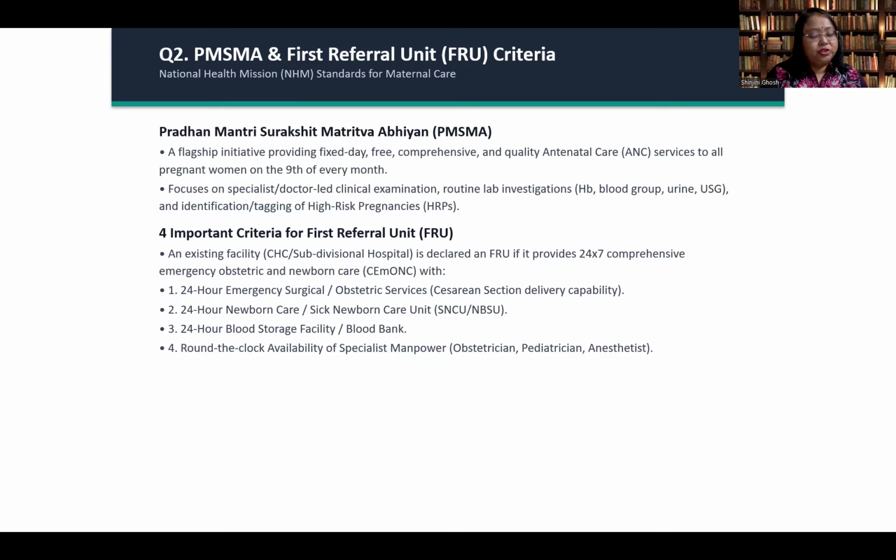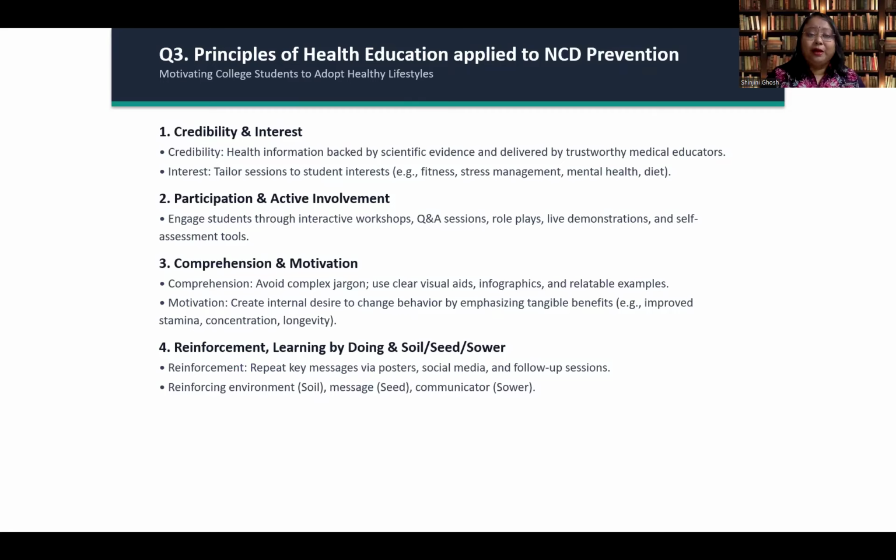And next question was about the first referral unit. So 4 important criteria, what are they? We always search for these 4 important criteria of FRU. There are these four important criteria: 24-hour emergency surgical obstetric services, 24-hour newborn care and sick newborn care unit, 24-hour blood storage facility, blood bank, and round-the-clock availability of specialist manpower. These questions are very important. Okay, you must go through these questions properly.